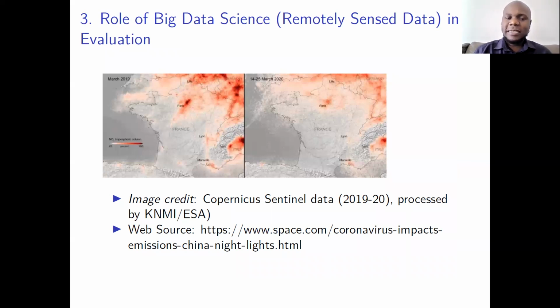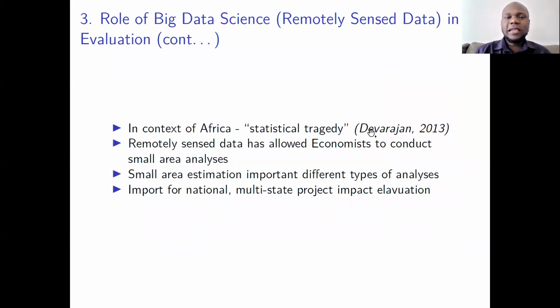So science has had an important role in ensuring that we avail these remotely sensed data sets, which are important in evaluation, as I will also explain in the next slide. In Africa, we've got the problem of a statistical tragedy whereby governments don't always have the money or the political will to send people out into the field to collect surveys, to do census, on a timely basis. So we can actually use some of these remotely sensed data sets. This is the role of science.